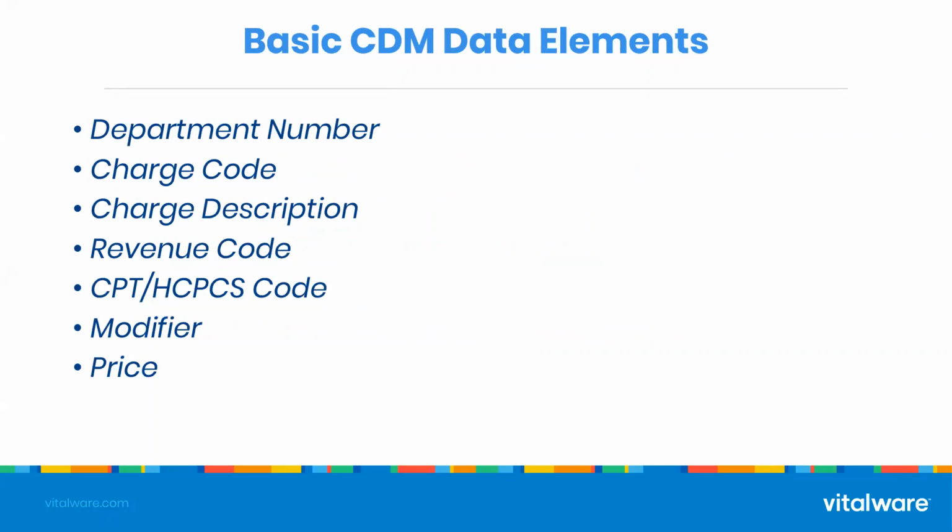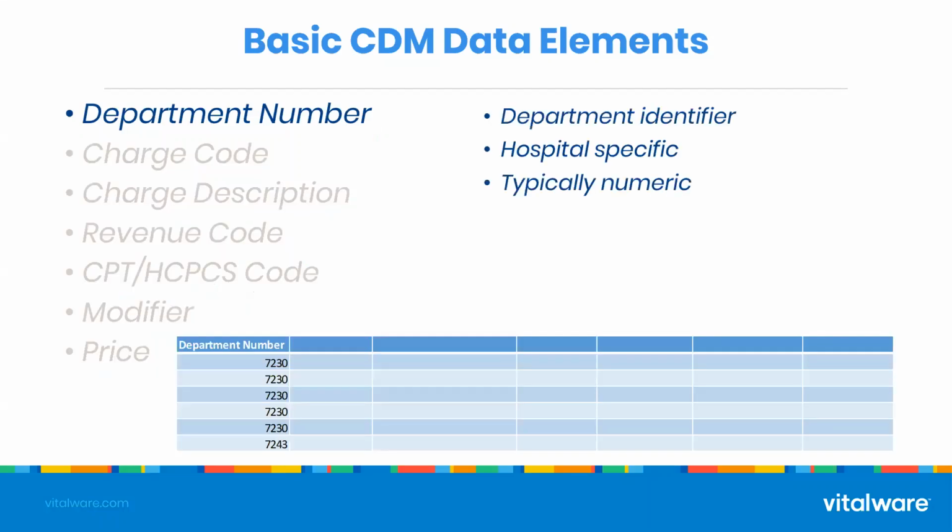So the most basic data elements in a Chargemaster include the department number, charge code, charge description, revenue code, CPT or HCPCS code, modifier, and the price. So first I want to talk about department number.